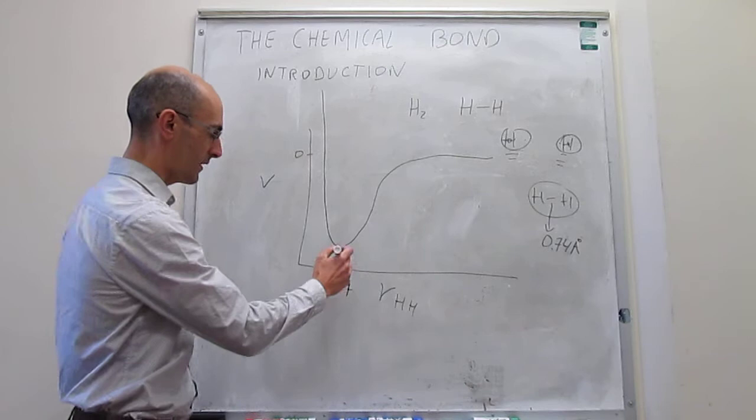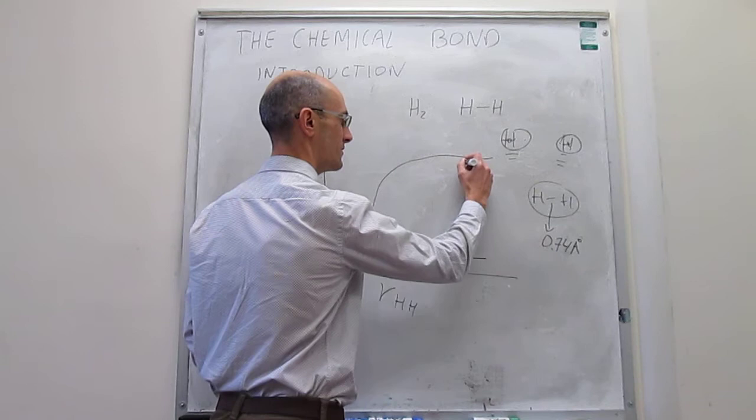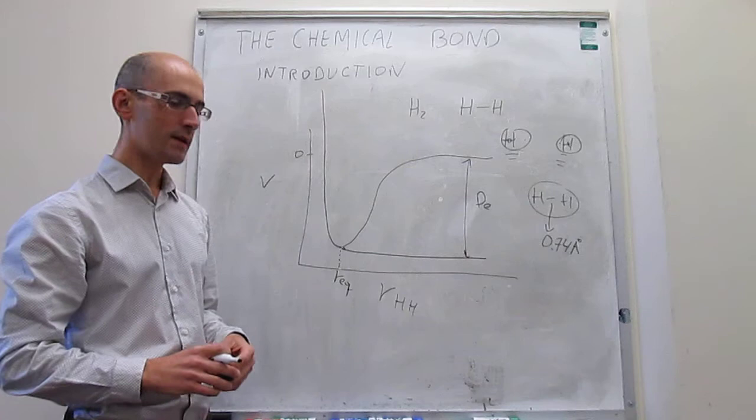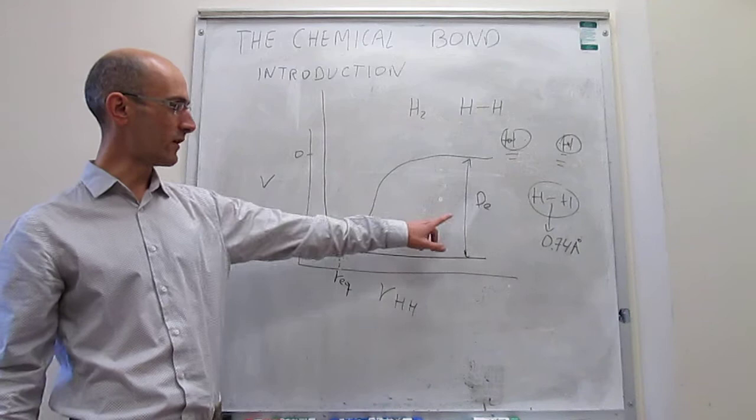An important aspect of this curve, for example, is the dissociation energy of this bond, which is a measure of the bond energy, and is about 432 kilojoules per mole, more or less, for the hydrogen molecule. So again, what we want to do is come up with theories that can quantitatively describe both this bond strength, which we'll call the dissociation energy, and the equilibrium distance.